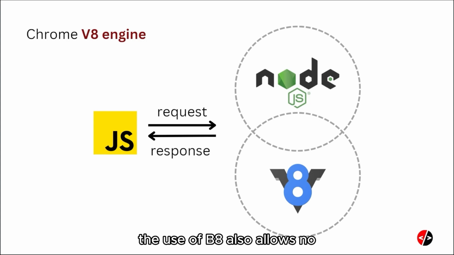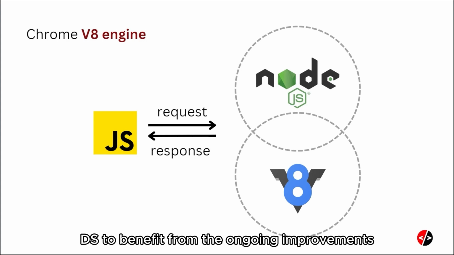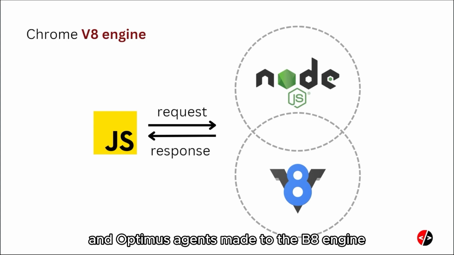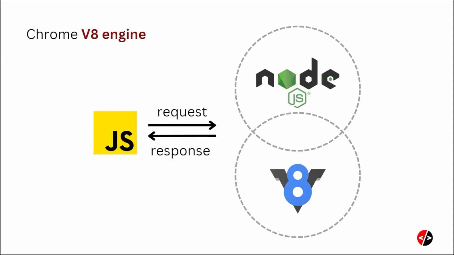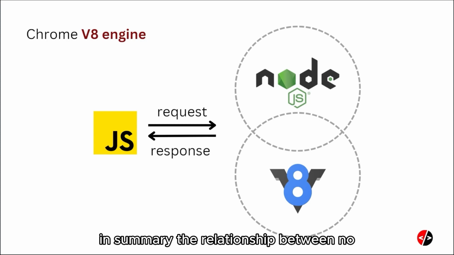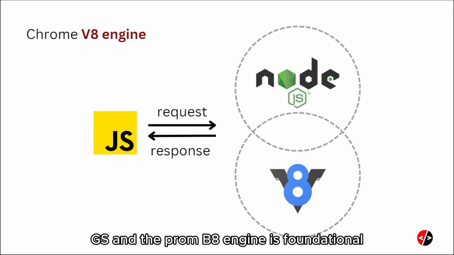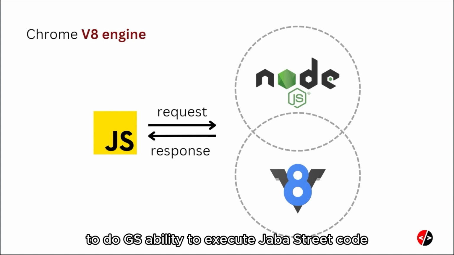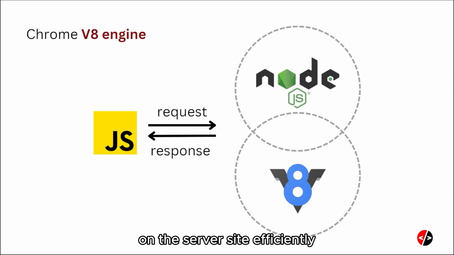The use of V8 also allows Node.js to benefit from the ongoing improvements and optimizations made to the V8 engine by the Google Chrome team and the broader open source community. In summary, the relationship between Node.js and the Chrome V8 engine is foundational to Node.js' ability to execute JavaScript code on the server side efficiently.